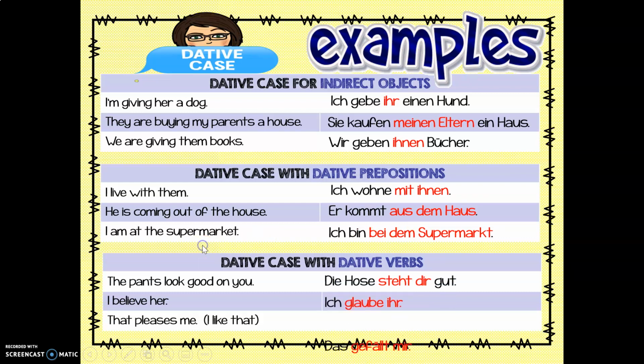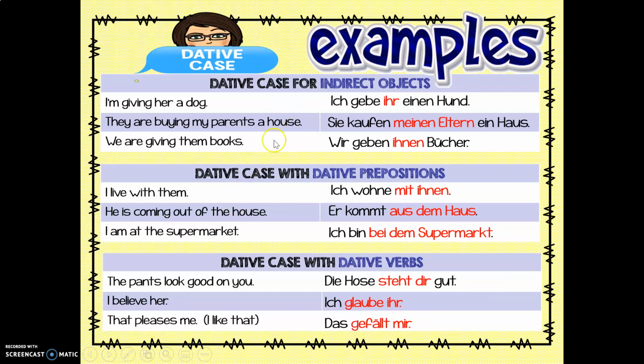Here are some sentences with dative verbs. The object of this dative verb has to be in the dative case. Die Hose steht dir gut. The pants look good on you. I believe her. Ich glaube ihr. That pleases me, or I like that. Das gefällt mir.